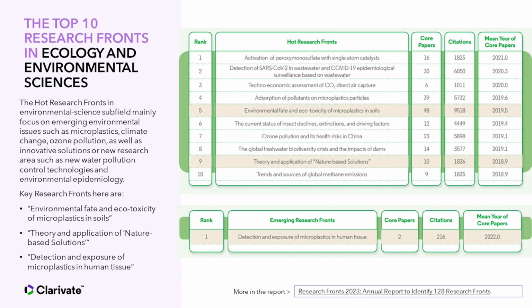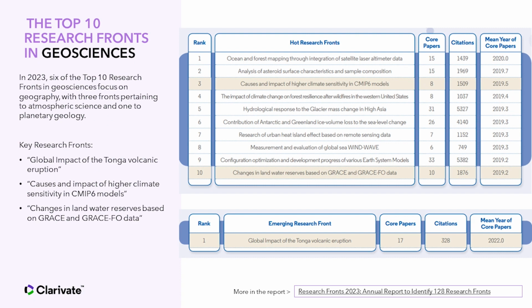But if we look here at ecology and environmental sciences, key research fronts here, you see this one, very interesting: 48 core papers, 9,518 citations, environmental fate and ecotoxicity of microplastics in soils. So we're getting a lot of plastic in the soil where we grow our food, vegetables, and so on. So that's a hot research front, right? Let me move to another area.